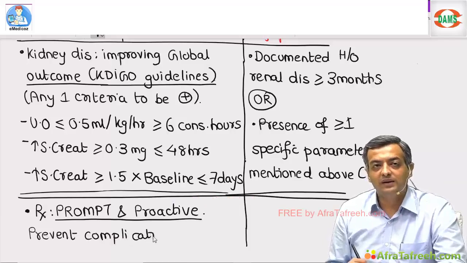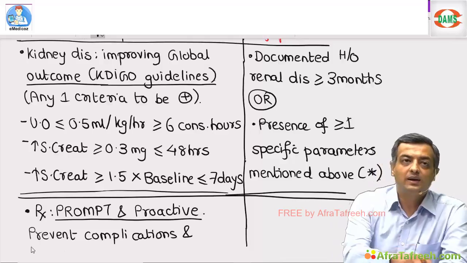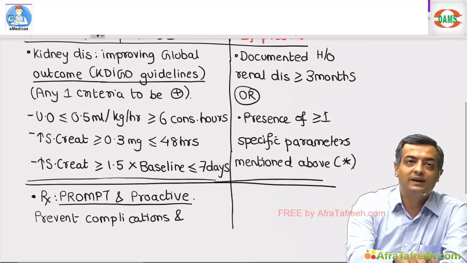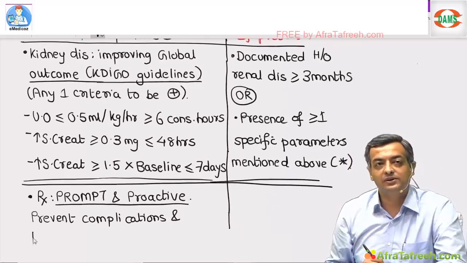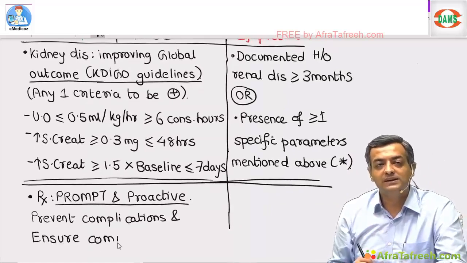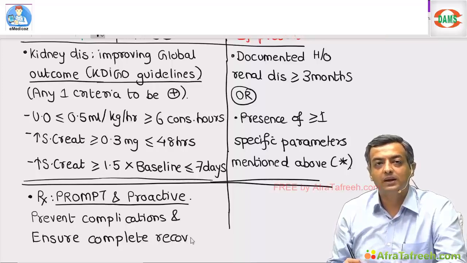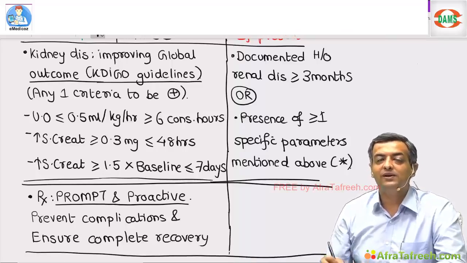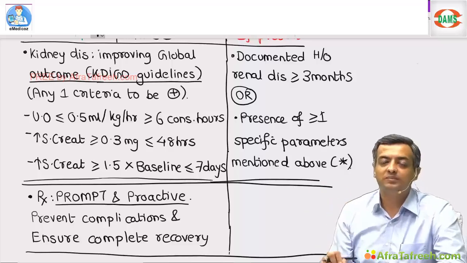To prevent the complications and to ensure complete recovery. That's the word you have to use. And to ensure complete recovery. Otherwise, some damage may become permanent. So, in a case of acute kidney injury, the speed of evaluation needs to be rapid.